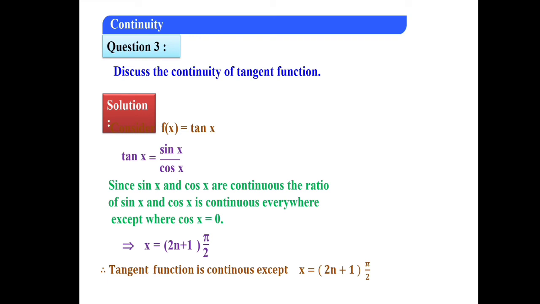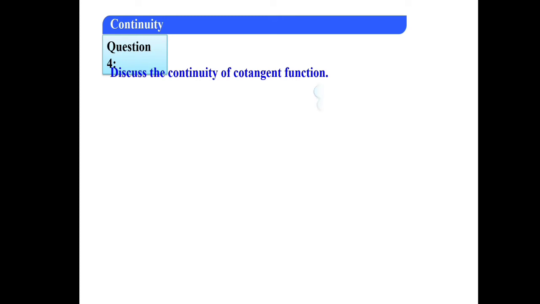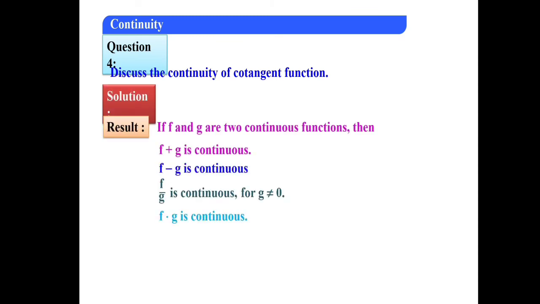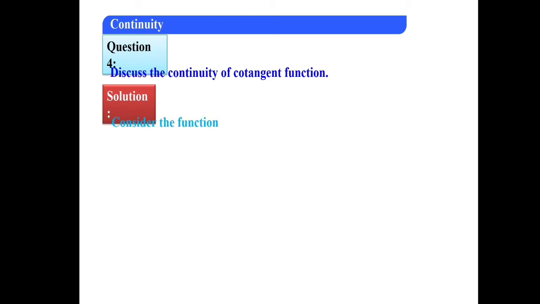Okay, next similarly the cot function, that is cotangent, we say. Discuss the continuity of the cotangent function. These are the properties. Now consider the function f of x is equal to cot x, and this function is written as cos x divided by sin x. Here the denominator is sin x.